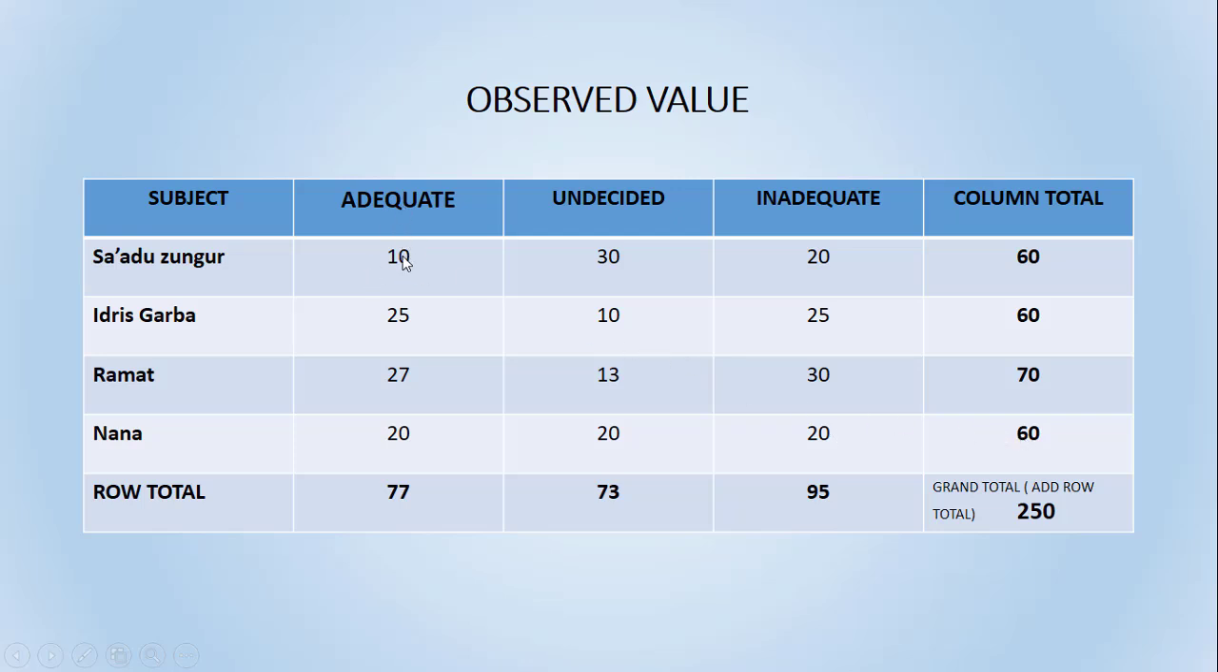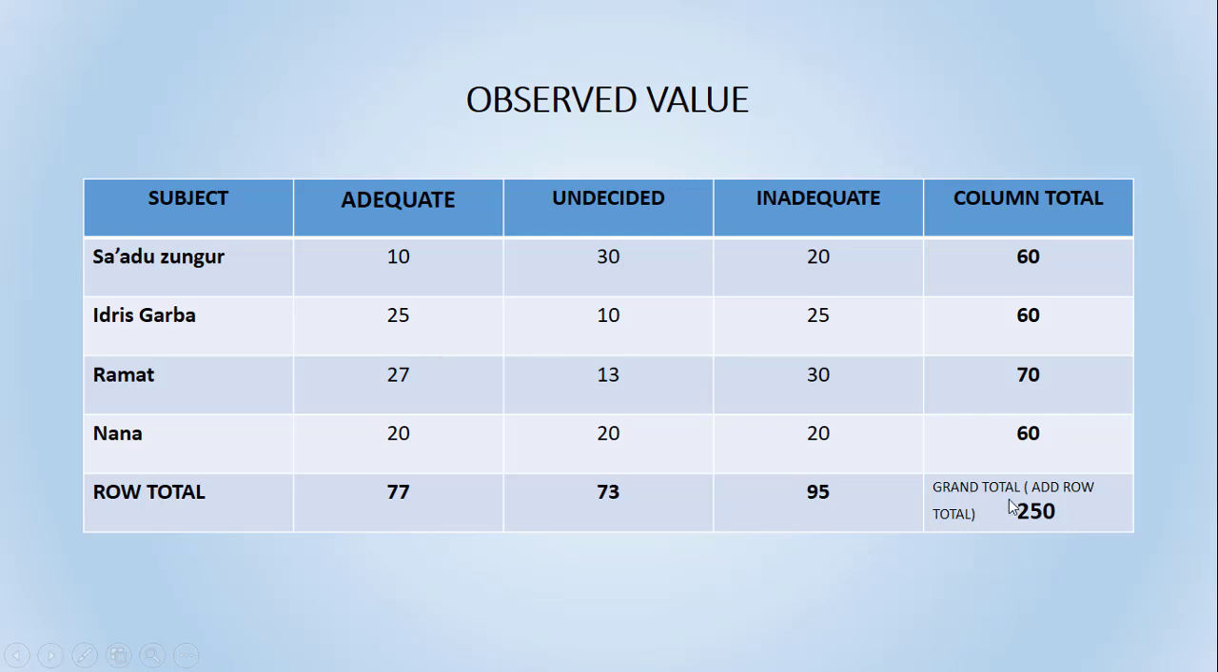So now to get our row totals, row total means you will add up the adequate value, you add up the undecided value, and you add up the inadequate value. So the total number of adequate value here is 10 plus 25 plus 27 plus 20, which gives us 77. 30 plus 10 plus 13 plus 20 gives us 73, and 20 plus 25 plus 20 plus 30 plus 20 gives us 95. So that's how I got the row total.